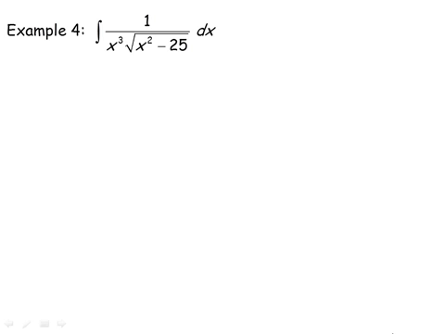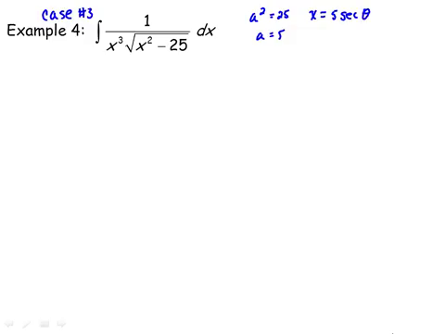Which case again? It's going to be case number 3 again, and that's because you have the x squared minus a squared. So, again, a squared is equal to 25, so a is equal to 5. Now, x is equal to a, which we know is 5, secant theta.